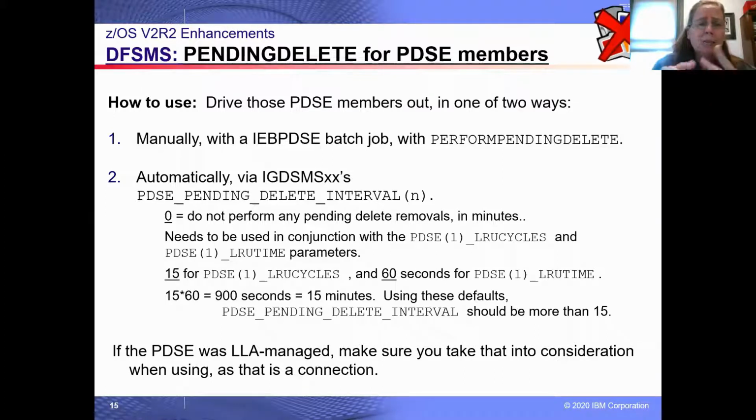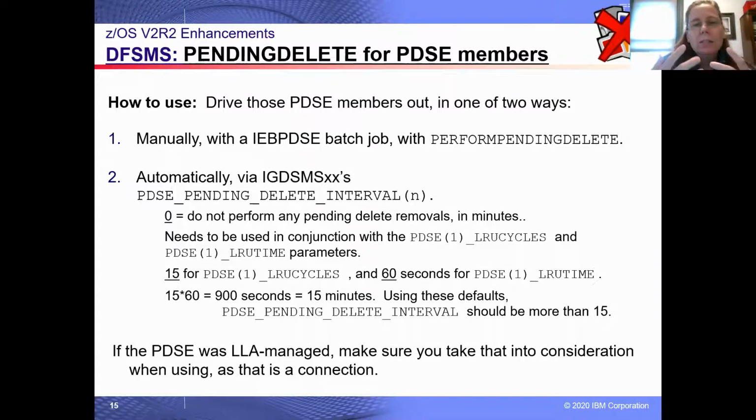Well, it's then going to look at two other parameters that we have in IGDSMS, which is the least recently used cycles and the least recently used time. And so cycles times time is going to give us the amount of intervals that we're going to do the cleanup for. But let's look at those values now, the LRU cycles and LRU time. So LRU cycles is a value where the default is 15. So it means 15 cycles. How much is the least recently used time? Well, the value for that is 60, but note it's in seconds here. So I have 60 seconds, which is 1 minute.